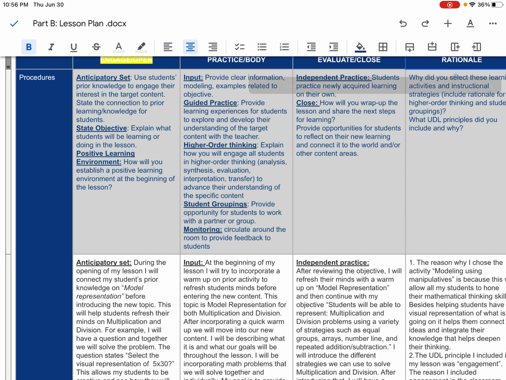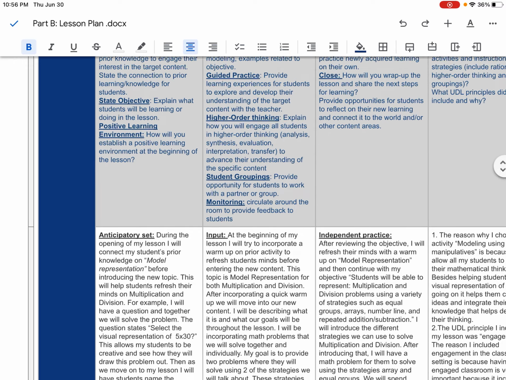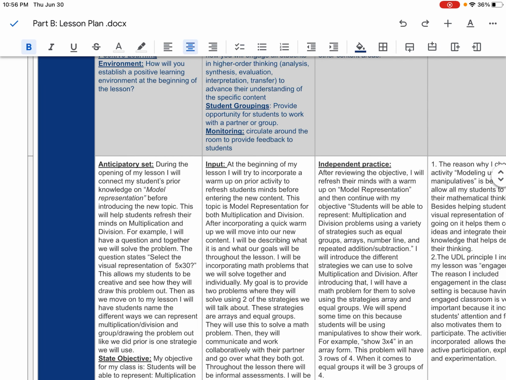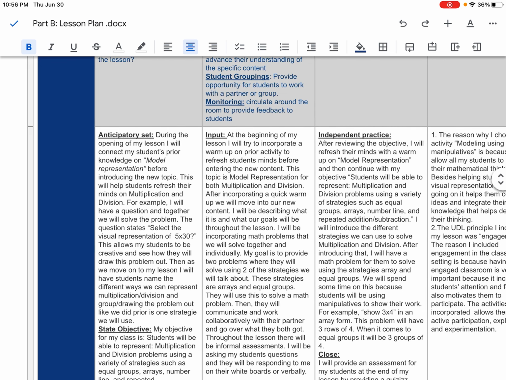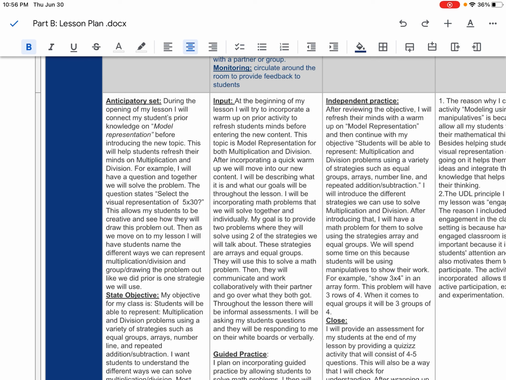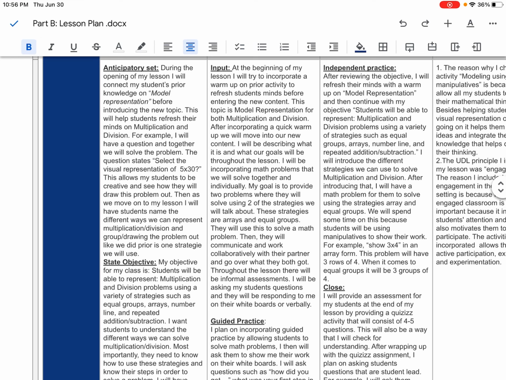So then I talk about my anticipatory set. During the opening of my lesson, I will connect students to prior knowledge, and I describe what I'm going to do. I also describe the example that I'm going to be providing. So you have to be very, very specific when you're writing these lesson plans because they want to know what you're going to do. They want to know what the students are going to do.